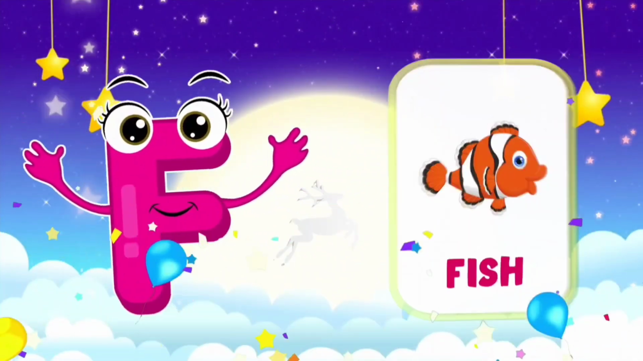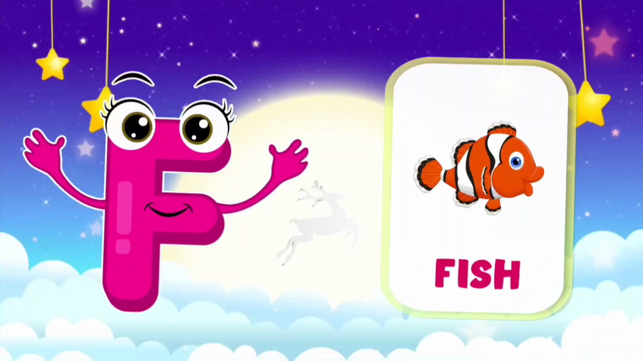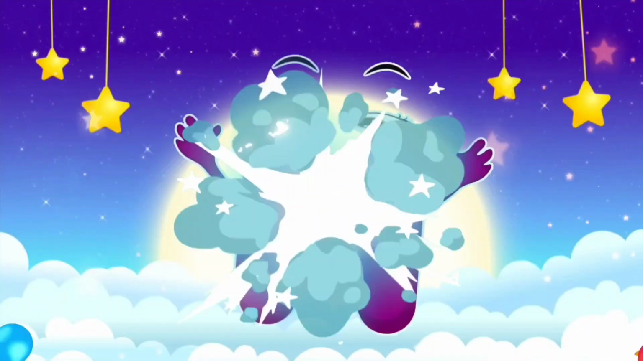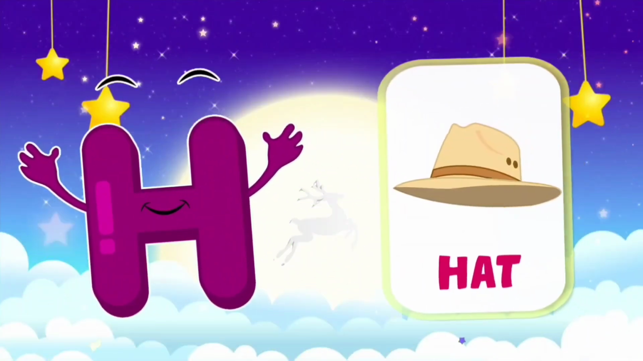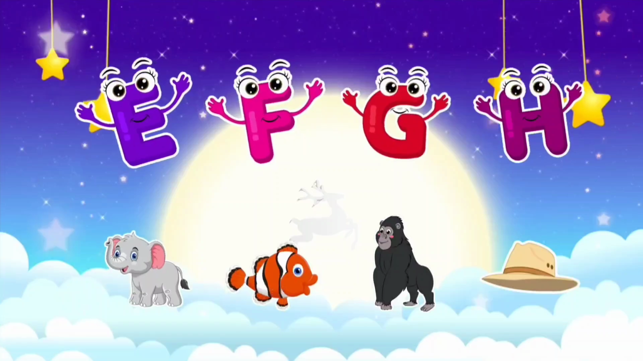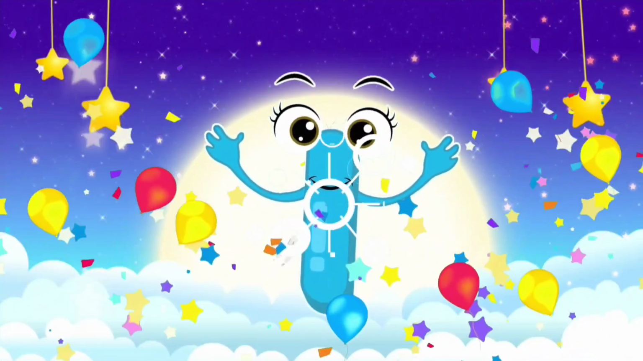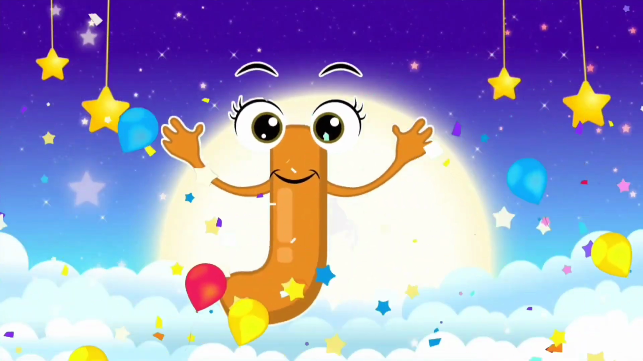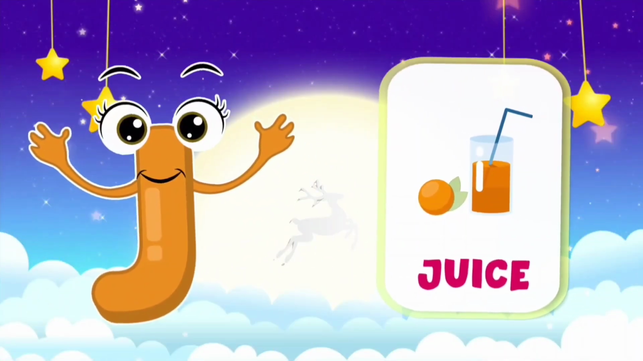E is for elephant, e, e, elephant. F is for fish, f, fish. G is for gorilla, g, g, gorilla. H is for hat, I is for igloo, i, i, igloo.